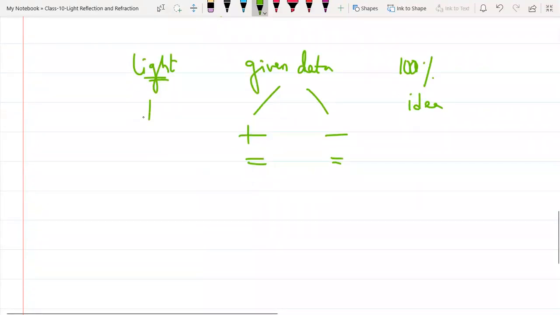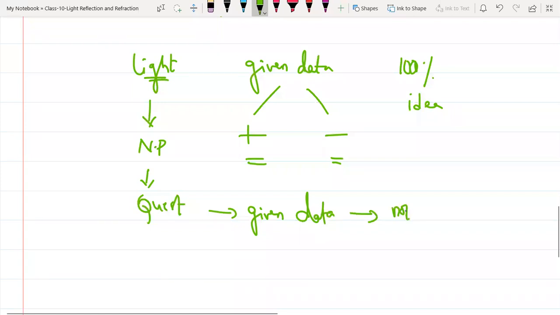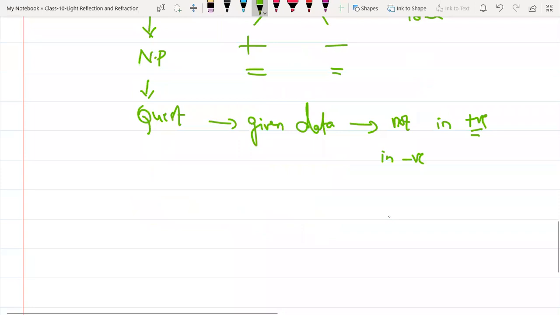Coming to the light chapter, numerical problems, whenever you see a question, you have to write the given data. Coming to the given data, not all data will be positive. Some data will be negative also. So which one should be positive, which one should be negative? That's what you have to get an idea about.